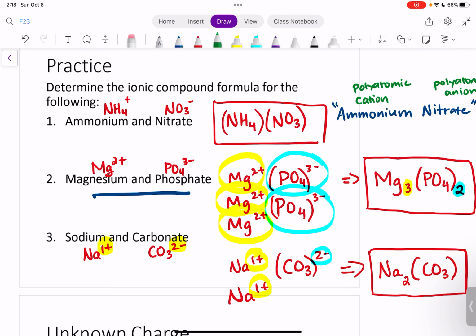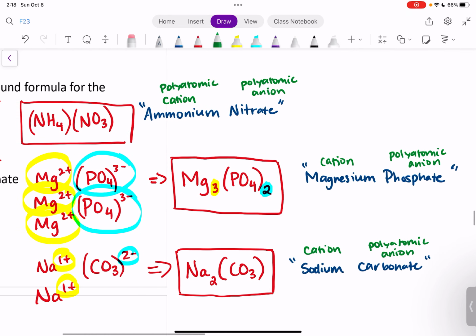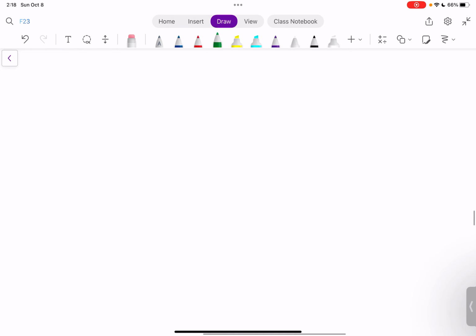All right, and now I want to take a little bit of a side note or a detour. I want to show you an easier way to do this, and it's called the crisscross method. So let's label this crisscross method. What's the crisscross method? It's an easier, quicker way, now that we know how this actually works, of figuring out what the formula is for any ionic compound.